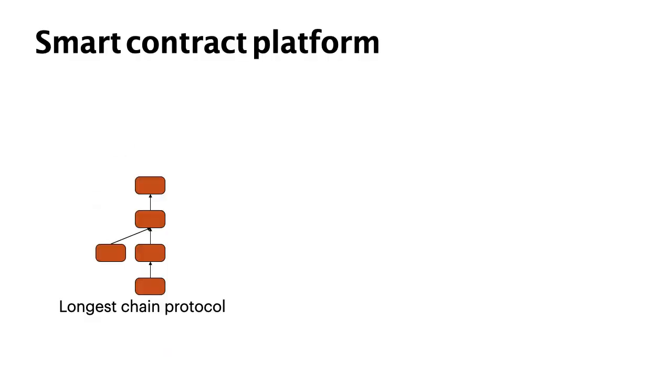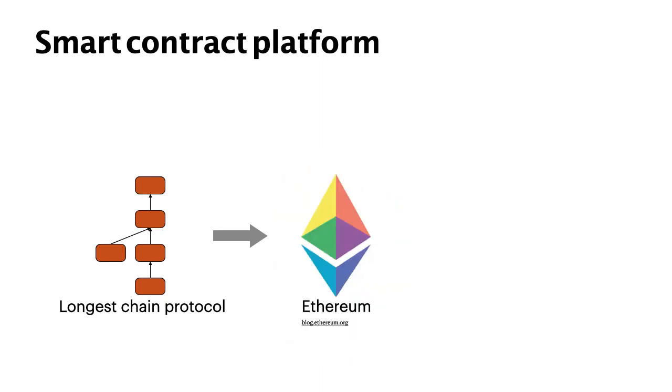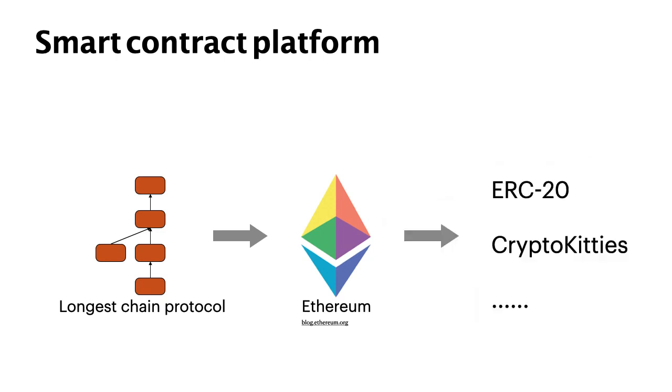Blockchain consensus protocol, especially the longest chain protocol, has inspired open platforms for decentralized applications, also known as smart contracts. In these platforms, the nodes participate in the protocol and run various types of smart contracts. For example, in Ethereum, the most popular open smart contract platform, we have popular applications such as ERC20 and CryptoKitties.